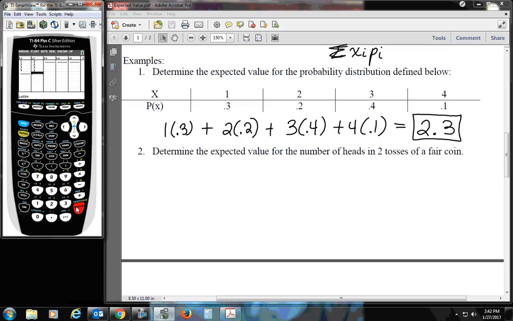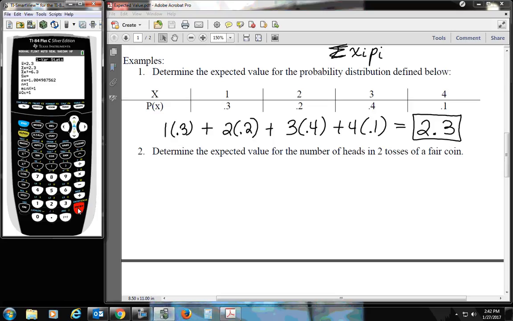So you want to just double check it, make sure everything's typed in correctly, and then you go stat, over to calc, press enter because we want to do the one variable stats. We have our data in list 1, we have our frequency in list 2. In order to get an L2 under a frequency list, you want to do second and then 2. And then we want to go down to calculate, and X bar will always be your answer if you use the list and run it this way. So X bar is the 2.3. That's called the weighted mean, which is your expected value. So expected value and weighted mean, those are the same thing.